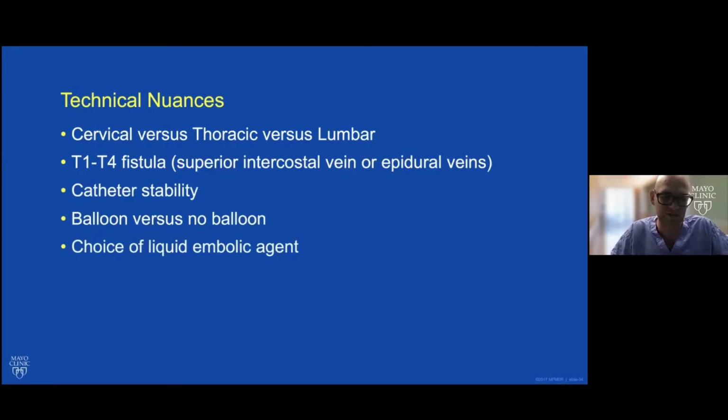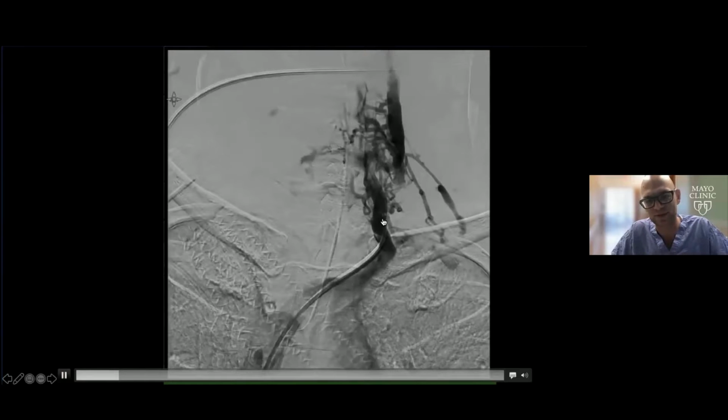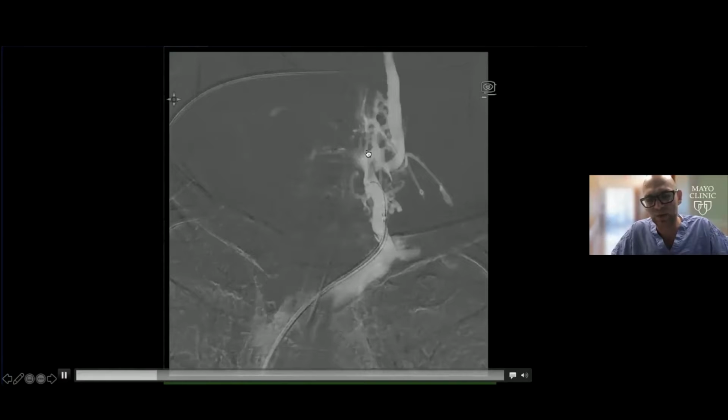And then there are choices of your liquid embolic agent as well. I don't know if this video will work here, but for some of these left-sided upper thoracic ones, I've actually been starting to go in the vertebral vein, which is very easy to get into. It runs right next to the jugular vein. And from there, you can opacify the epidural venous plexus. And the lateral epidural venous plexus is actually very capacious, specifically in the cervical spine. And it's very easy to get little microcatheters into that epidural venous plexus.